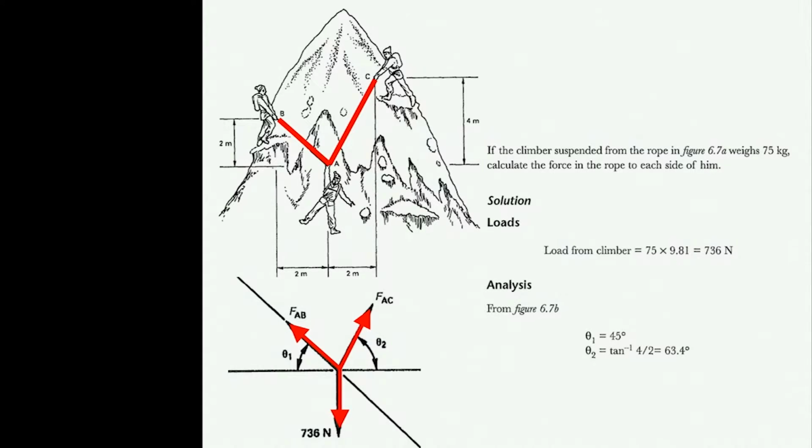Most people seem to be able to grasp the vectors in the assignment, which is great. So if a climber is suspended from a rope, so they're 75 kilograms. So first find the force coming down from the person. So it's 75 times by gravity, which is our 9.81. So this is where we got our 736 newtons from. Then based upon the dimensions of the rope, you have 2 by 2, so you have a 45 degree there. And then you've got 2 by 4, so you've got 63.4. So it's easy to work out the angles.